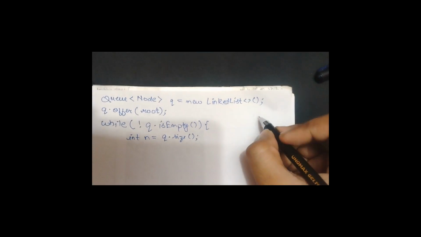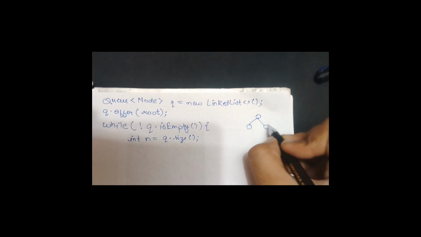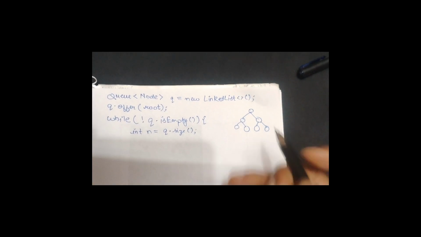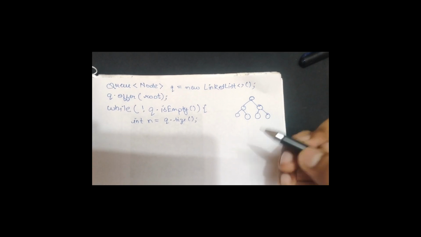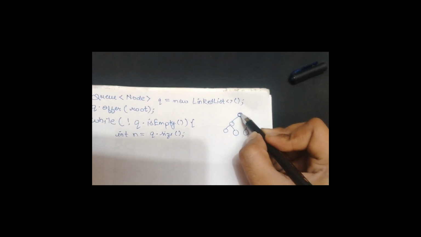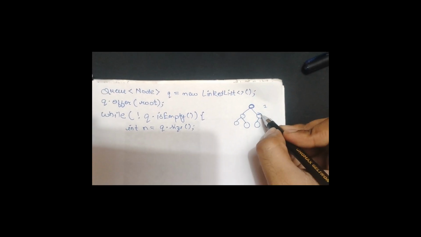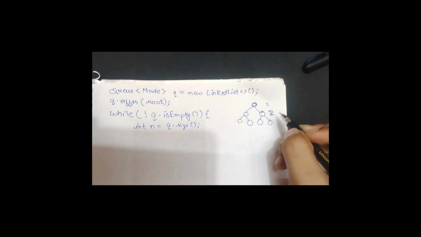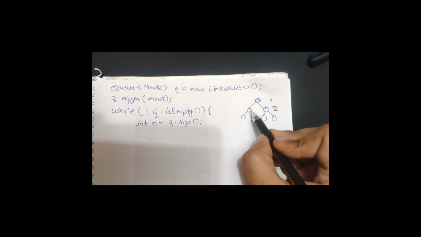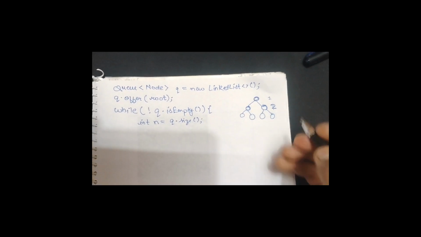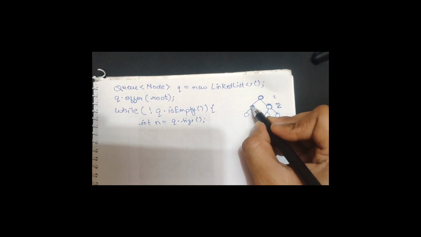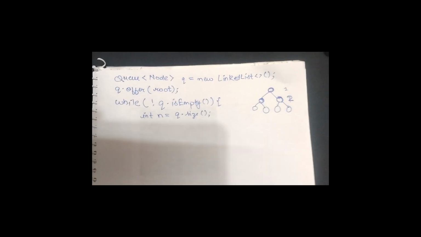Why size? Because this variable n, the size, will help me know how many elements were there in the previous level. For this, the n would be 1. For this, the n would be 2. So this n would let me know how many elements you have to pop out of the queue. Okay, because the popped out elements are of the previous level. I hope you understand this.